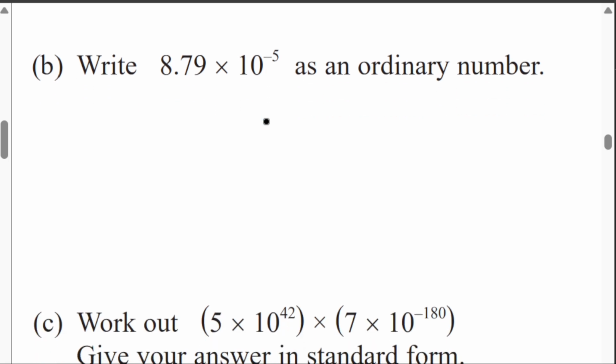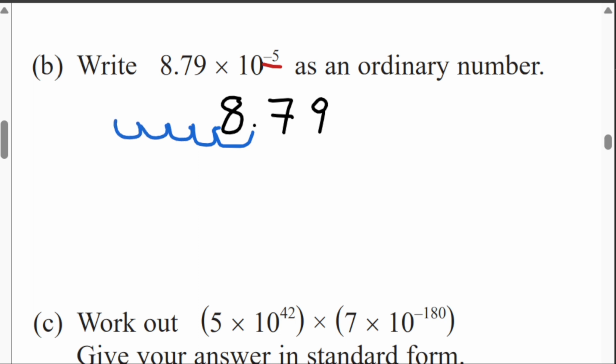Then write this number, 8.79 times 10 to the power of negative 5, as an ordinary number. Let's first write the number 8.79. If you have a negative power, you're going back to the left. So let's jump back 5 steps: 1, 2, 3, 4, 5, and the decimal comes here. Now in these empty spaces, you add a 0 in each one of them.